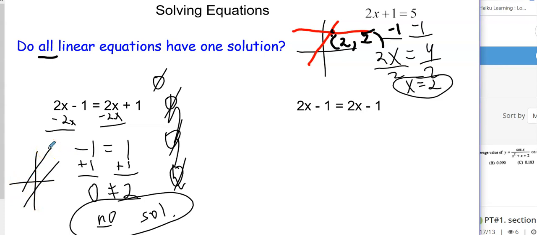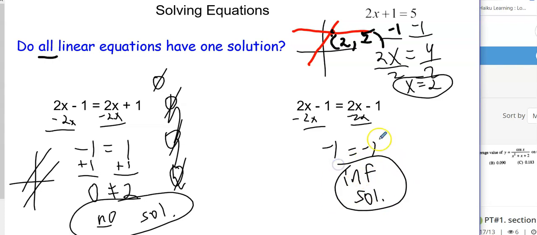They never touch. This one, let's try to solve this one. It's interesting. We subtract 2x and get -1 equals -1. Well, that's true. Actually, that's always true, right? And the way we say the answer here is if you get two values that are always the same, infinite solutions. So there are an infinite number of solutions.